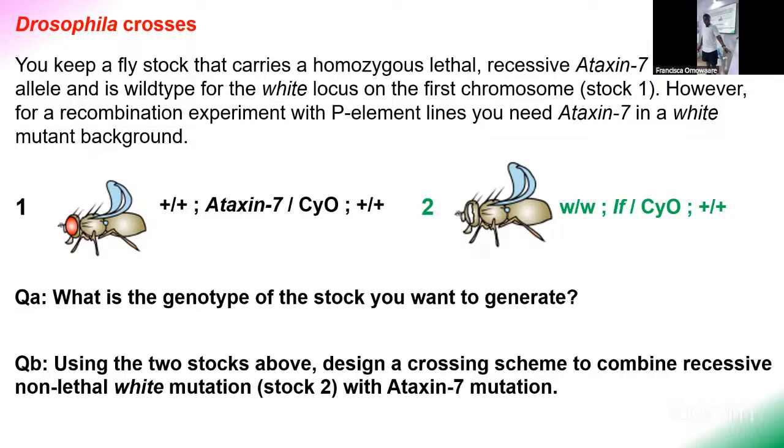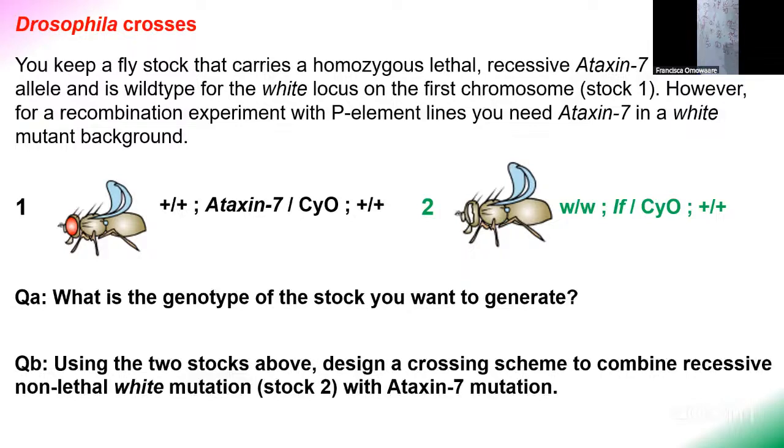And number 4 is W over W, ataxin over curly, right? And is that white-eyed or red-eyed? So number 4, good, it's going to be white-eyed, right? And that is very, very useful. And then number 5, we've got the markers and the balancer, so we don't really need them. So they're useless. Now, we've got something that is likely to be useful and something that we think is also likely to be useful. So 1 and 3.